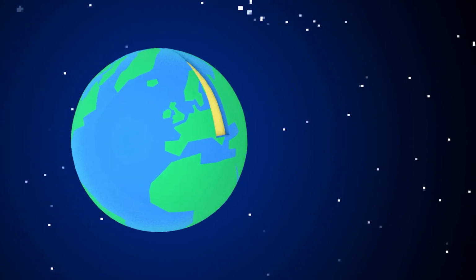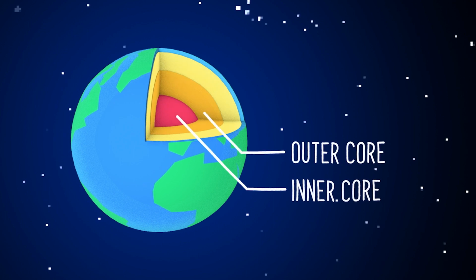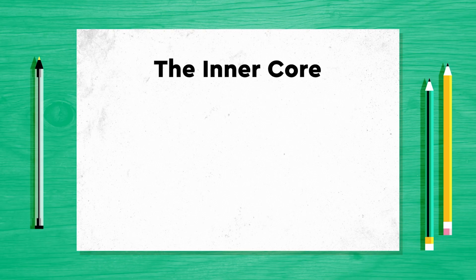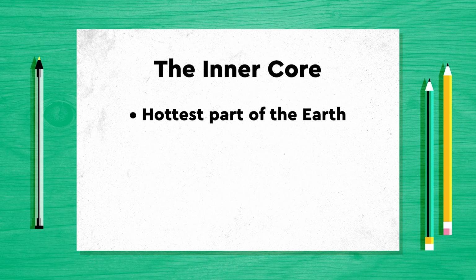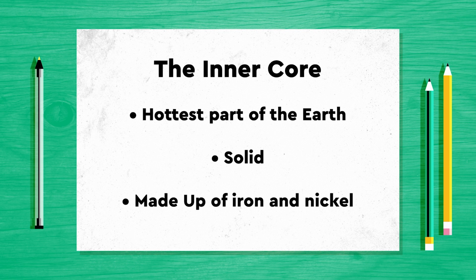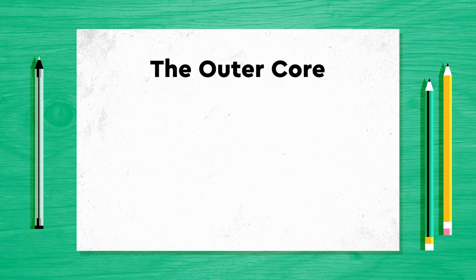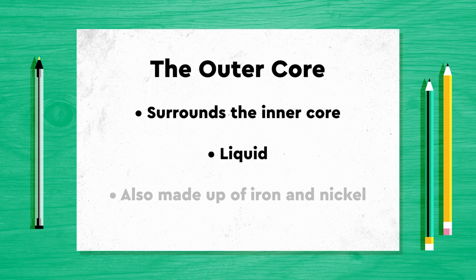The centre of the Earth is made up of two parts, the inner core and the outer core. The inner core is the hottest part of the Earth. It is solid and made up of iron and nickel with temperatures of up to 5,500 degrees Celsius. The outer core is the layer that surrounds the inner core. It is liquid and also composed of iron and nickel.